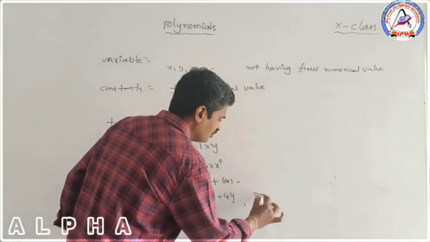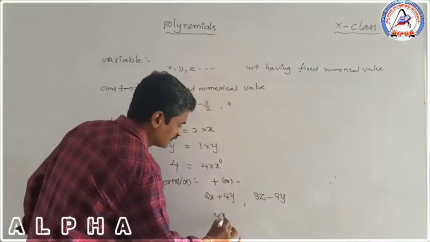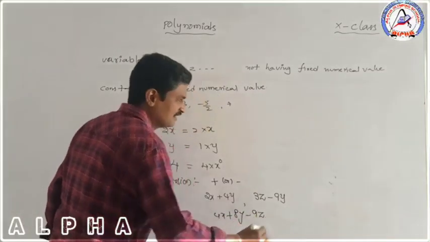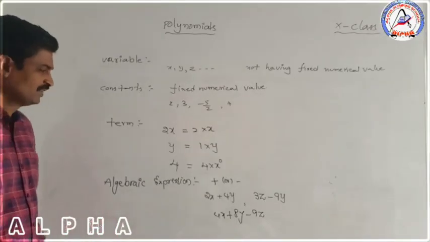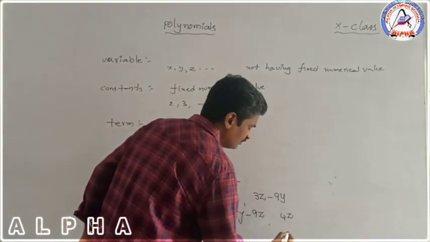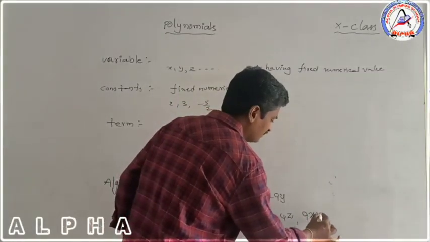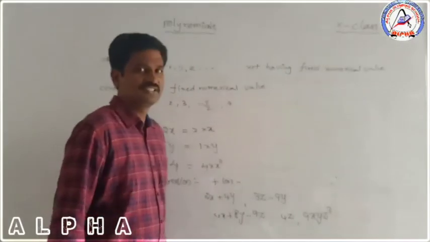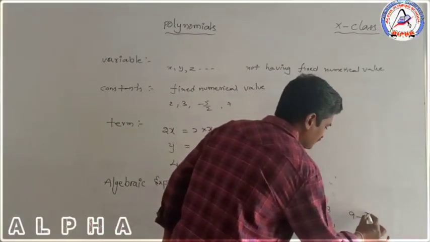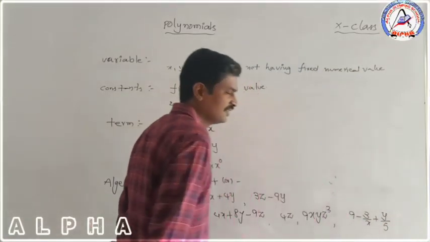And 3z minus 9y. This is also an algebraic expression. 4x plus 8y minus 9z is also an algebraic expression. Now here 4z, this is also an algebraic expression. 9xyz cubed, this is also an algebraic expression. Here 9 minus 3 by x plus y by 5, this is also an algebraic expression.